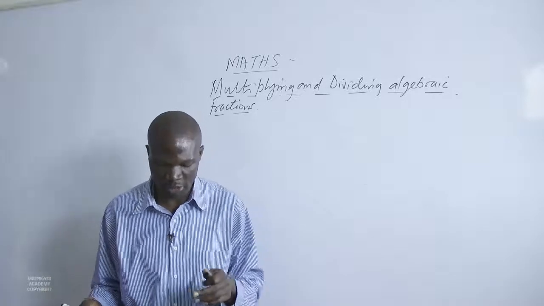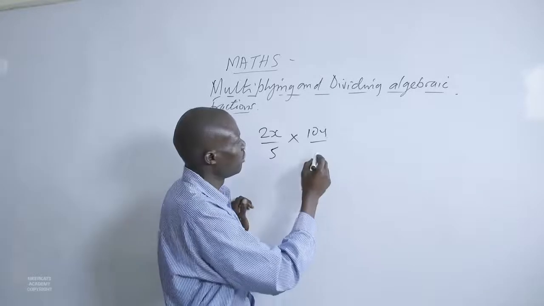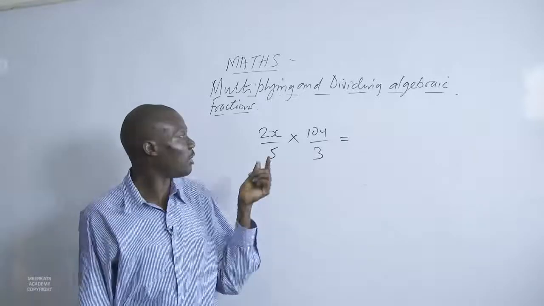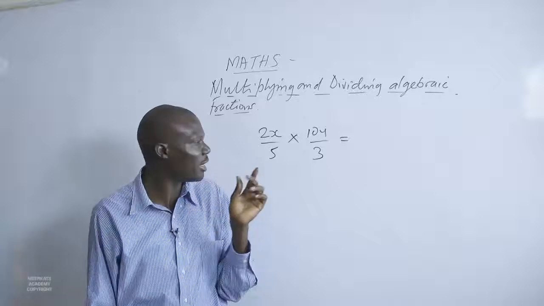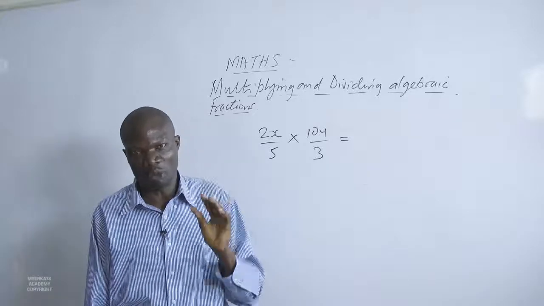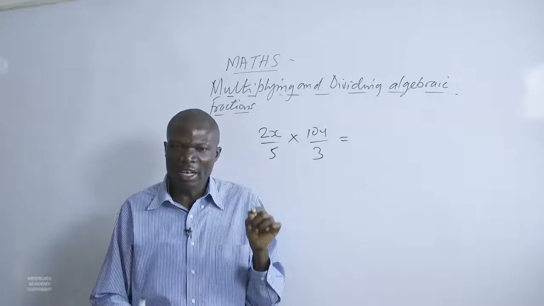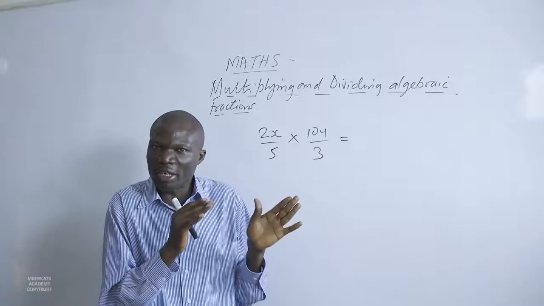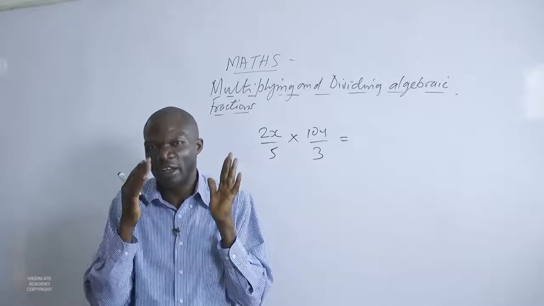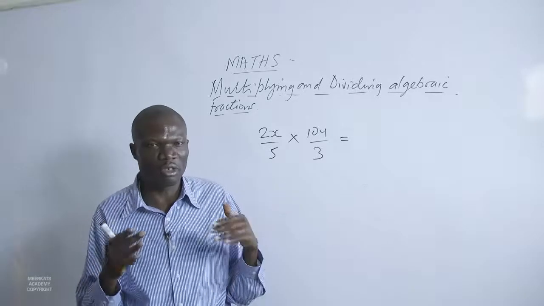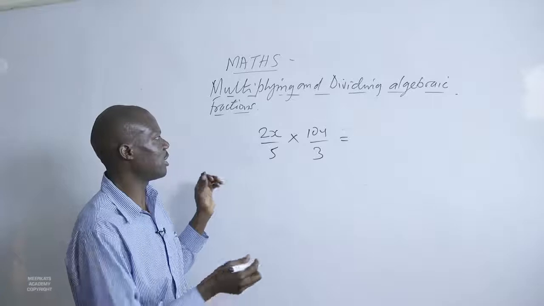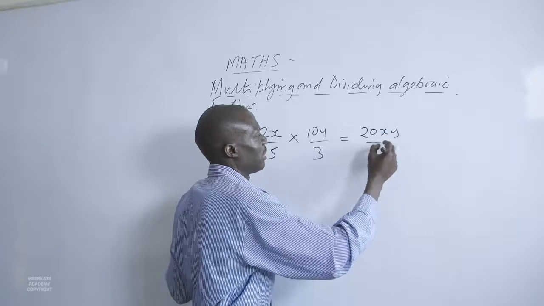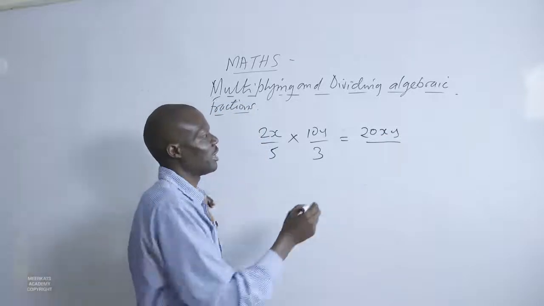Just to illustrate this, here we have algebraic fractions, and we want to multiply the numerators together, and then we also multiply the denominators, because that is the rule. And when you do that, finally, cancel any denominator and numerator which share a common factor. So if that happens, then we shall cancel. Let's see. 2x times 10y will form 20xy, and 5 times 3 gives us 15.